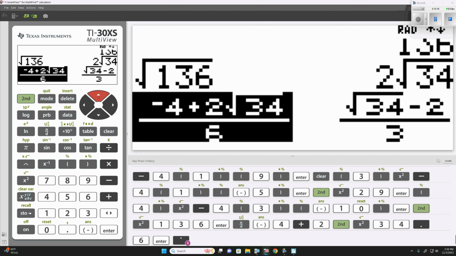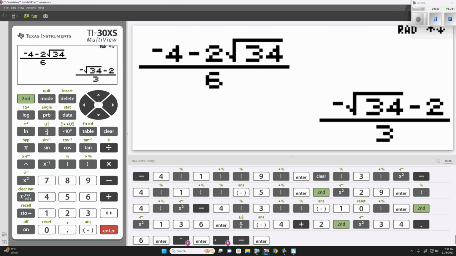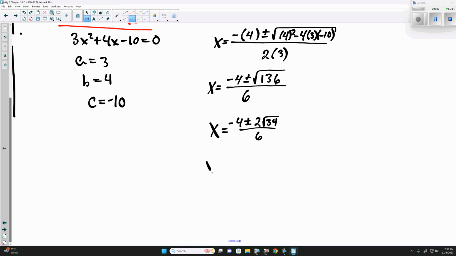I mean, if I wanted to, I can come up here and say that this should be minus. We get the negative case for the square root, yes? So really all of this is saying that x is equal to negative 2 plus or minus the square root of 34 over 3.